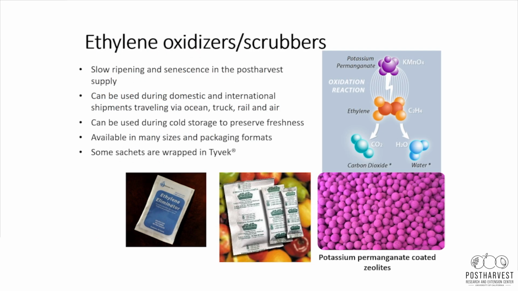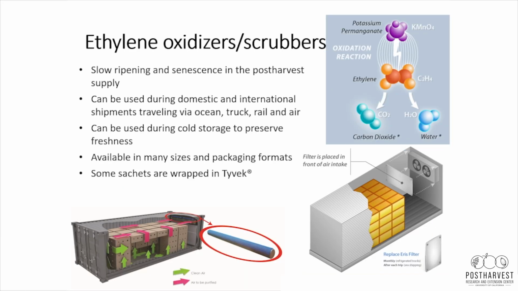Ethylene oxidizers. This is how potassium permanganate works. It reacts with ethylene and it gives out carbon dioxide and water. All these oxidizers pretty much slow ripening and senescence in the post-harvest life of the product. They can be used domestically or internationally for shipments during ocean, truck, rail, or air. You use them during cold storage to preserve the freshness of the product, and they are available commercially in many sizes and packaging formats like Tyvek or beads themselves.